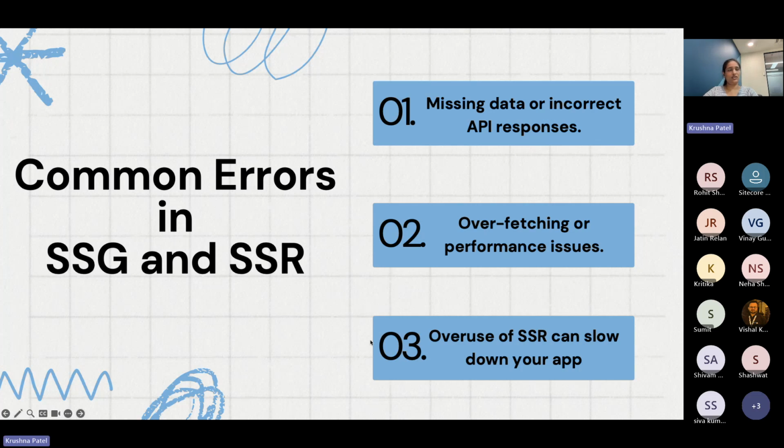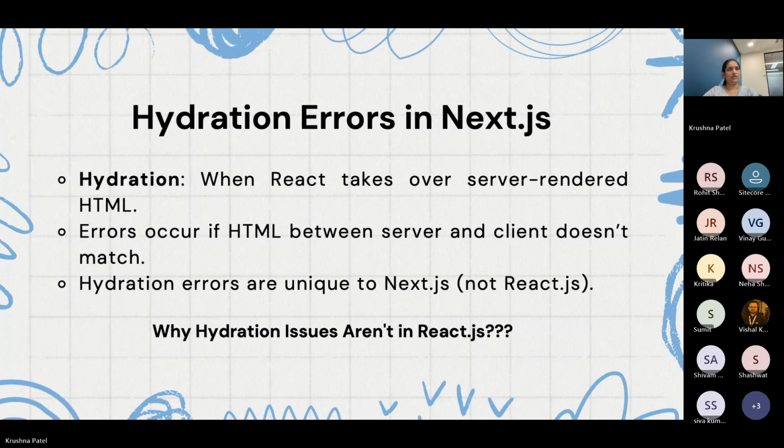So this is all. These are all the errors that I faced in SSG and SSR scenarios. Now let's look into the other errors. So, the hydration error. I know it is a very common error that we face on a day-to-day basis. So what is the hydration error?